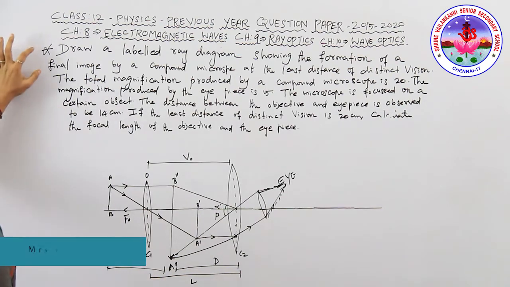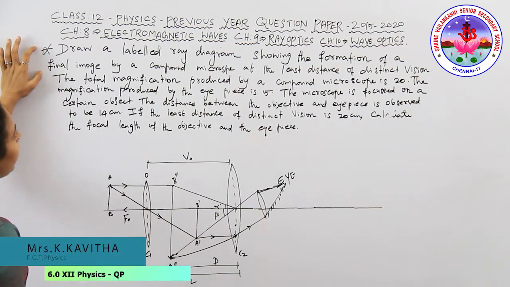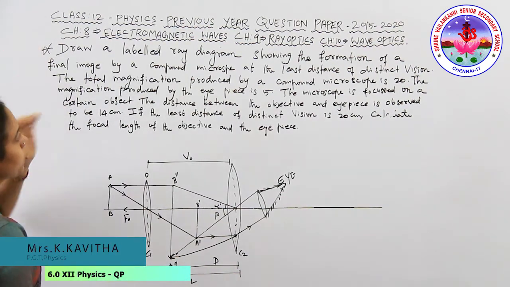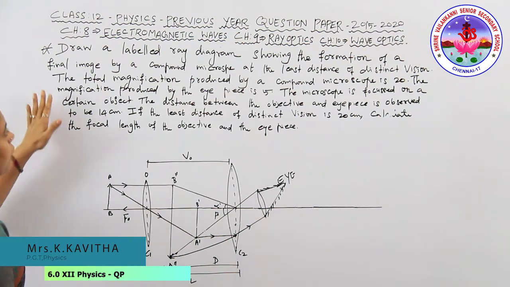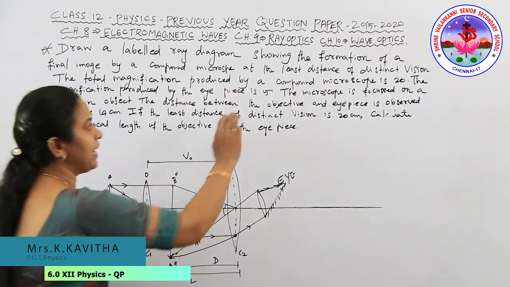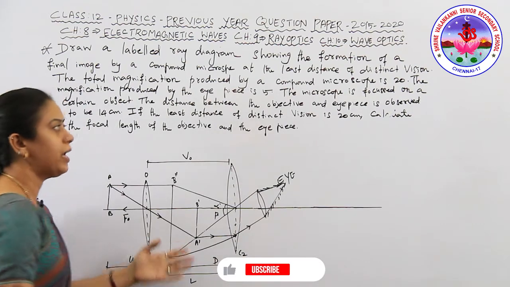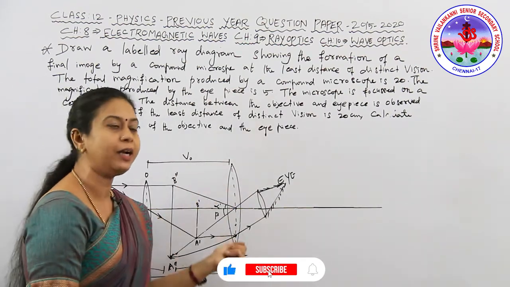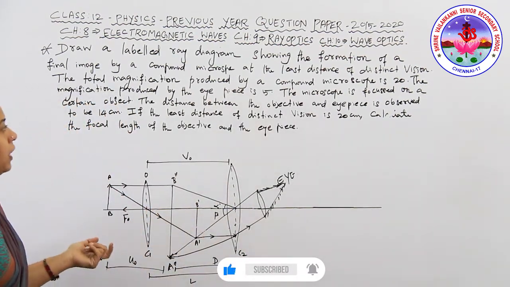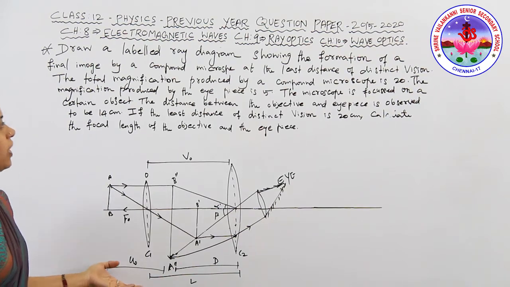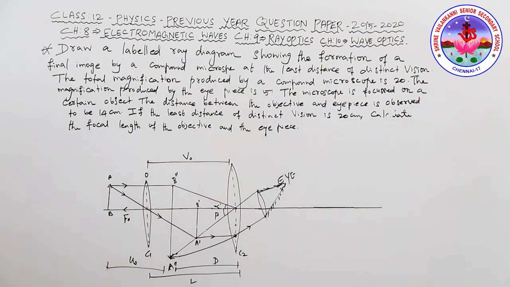First, we can see the first part of the question, that is, draw a well-labeled diagram showing the formation of the image by the compound microscope at the least distance of distinct vision. In our book, they have given the LDDV method as well as the normal adjustment method. Here, we are seeing the diagram of LDDV, that is least distance of distinct vision.